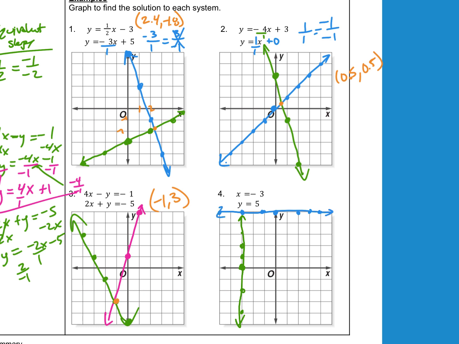And then the point where they cross right here. This is another perfect whole number answer. They cross at the point negative 3, 5, if we were to count on the graph, negative 3 and then a 5.